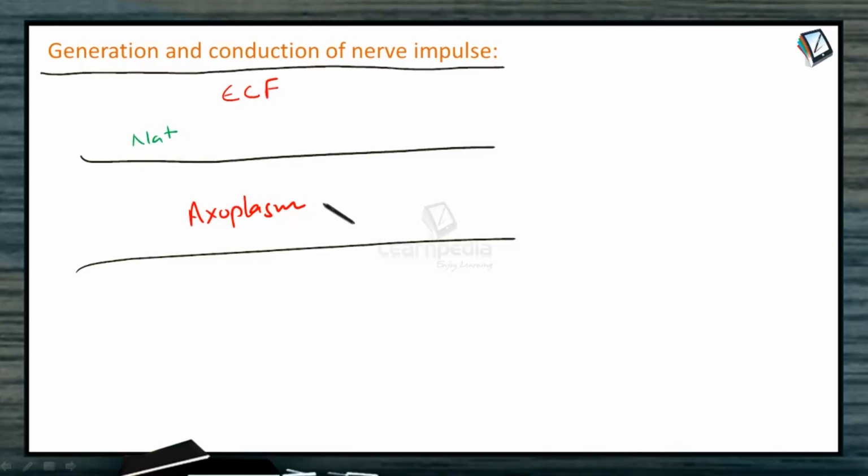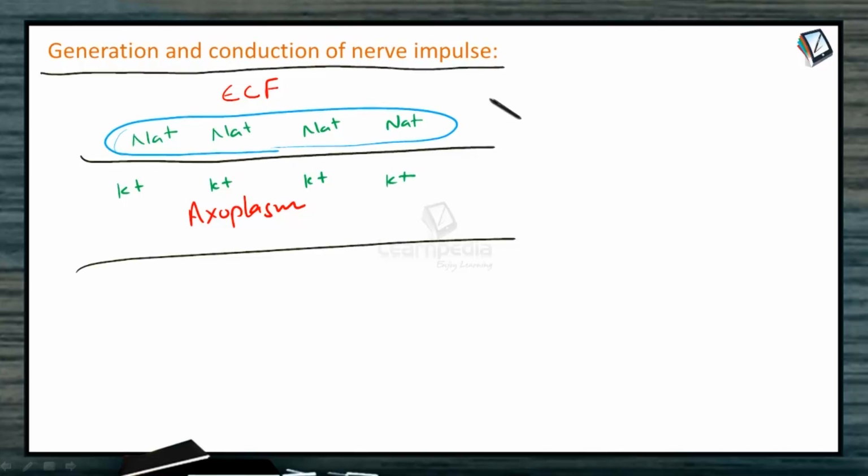Both ECF and axoplasm contain two types of cation, sodium and potassium. The concentration of sodium in ECF is far more than in axoplasm, I can call it ICF, while the concentration of potassium is far more in axoplasm than ECF. I am not saying that sodium is altogether absent in axoplasm. Sodium is there, but the more amount of sodium is deposited in ECF. In a similar way, more potassium is deposited in ICF.